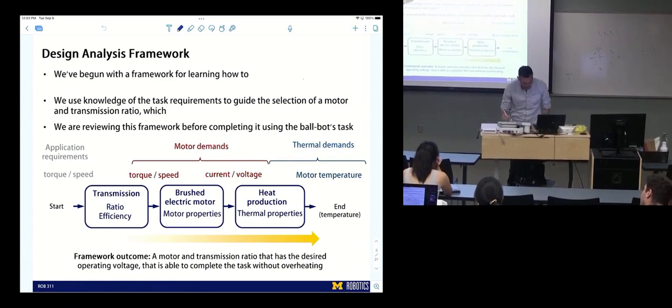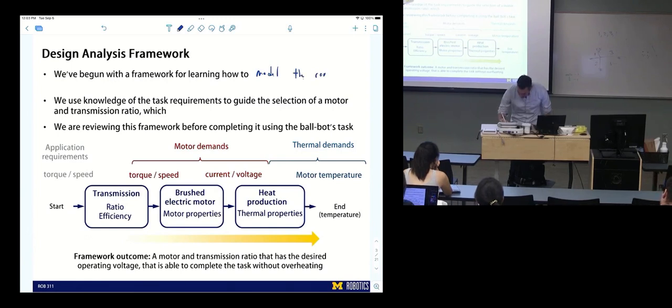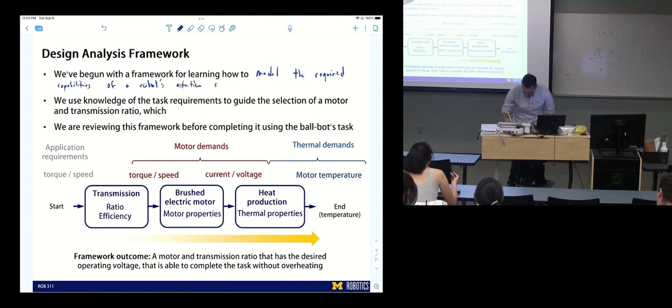So we've begun this framework, learning how to model the required capabilities of a robot's actuation system. This process is general, but we're going through it specifically in the case of a ballbot. But if in the future you're doing some other task, this same process would be how you solve it.